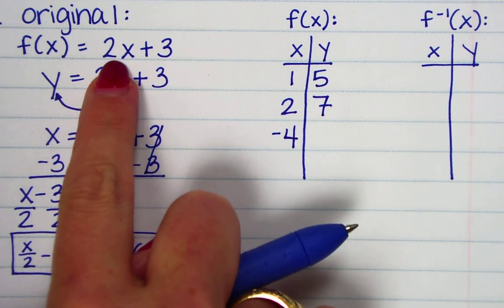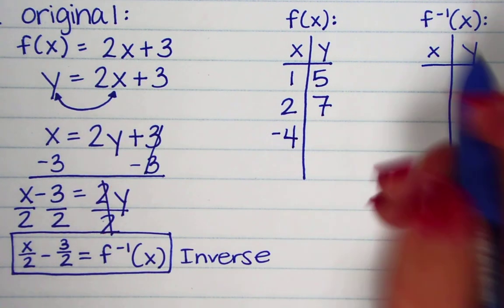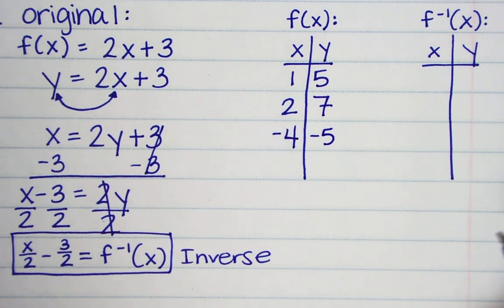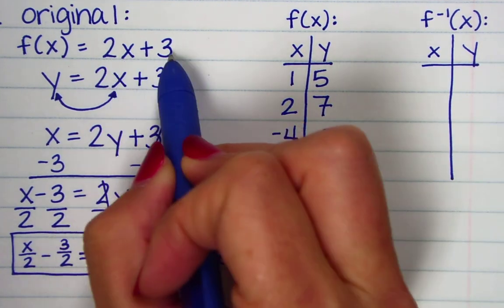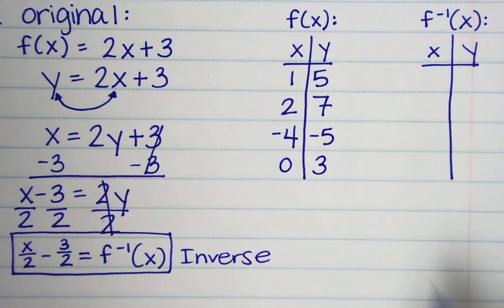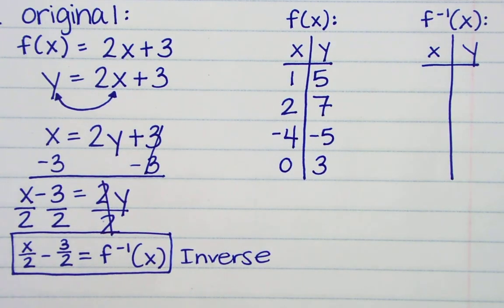2 times negative 4? Negative 8 plus 3, right? Negative 5. Okay, always another good one, 0. 0 is always just an easy one to plug in. 2 times 0, 0 plus 3, 3. Okay, so we just did those by plugging them in. You could find them on the table in y equals.